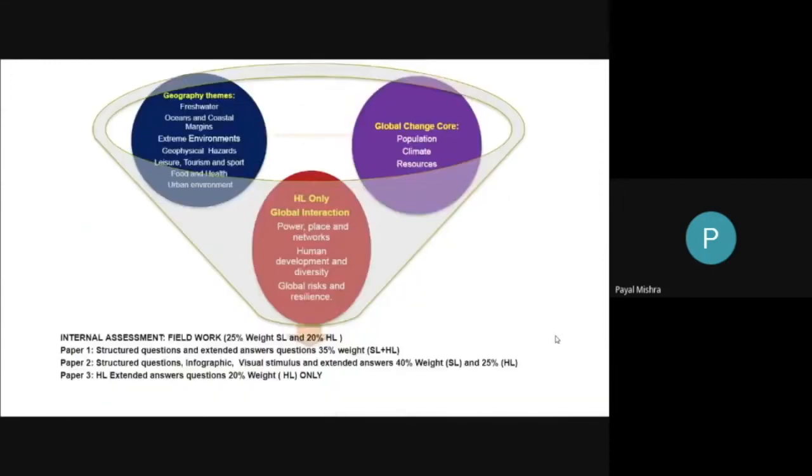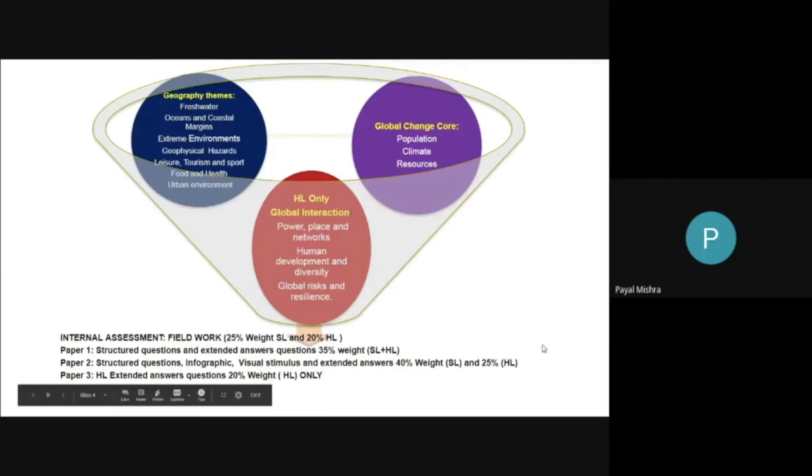Now let's talk about the subject group. Geography comes under subject group 3 and it is divided into 4 parts. The first one is internal assessment, that is fieldwork, which has a weightage of 25% for the SL students and 20% for HL students. Paper 1 is structured questions and extended answer questions, with a weightage of 35% for SL and HL both.